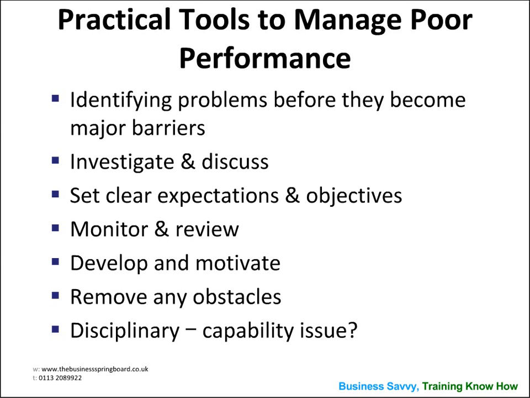Think about those people that sit just below that line of acceptable performance, identify these and work with them before you get to things being a major problem. Very key is get your facts together, investigate and discuss it with the person. Don't jump to conclusions. With sudden drops in performance, why would that be? Have they got the right skills and tools? Setting objectives and making your expectations absolutely clear.